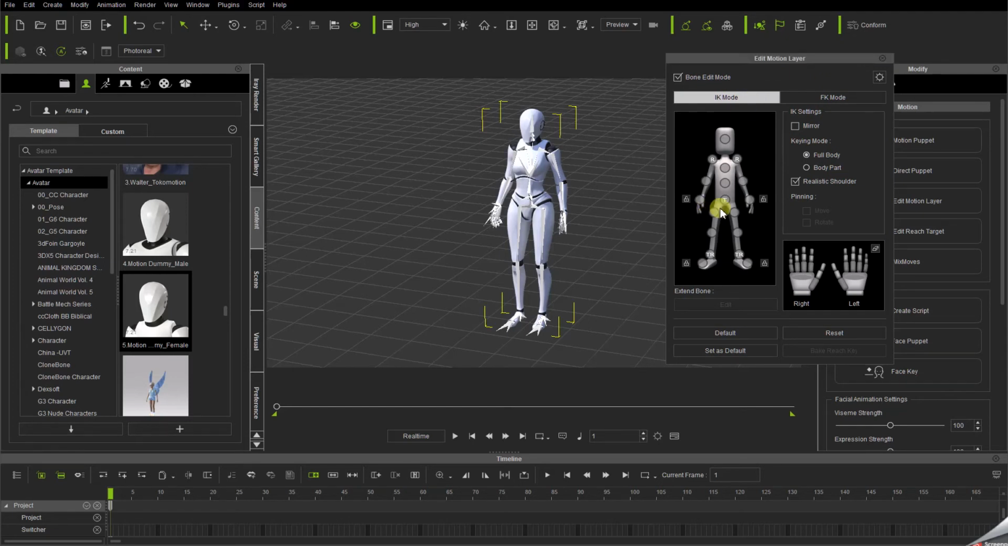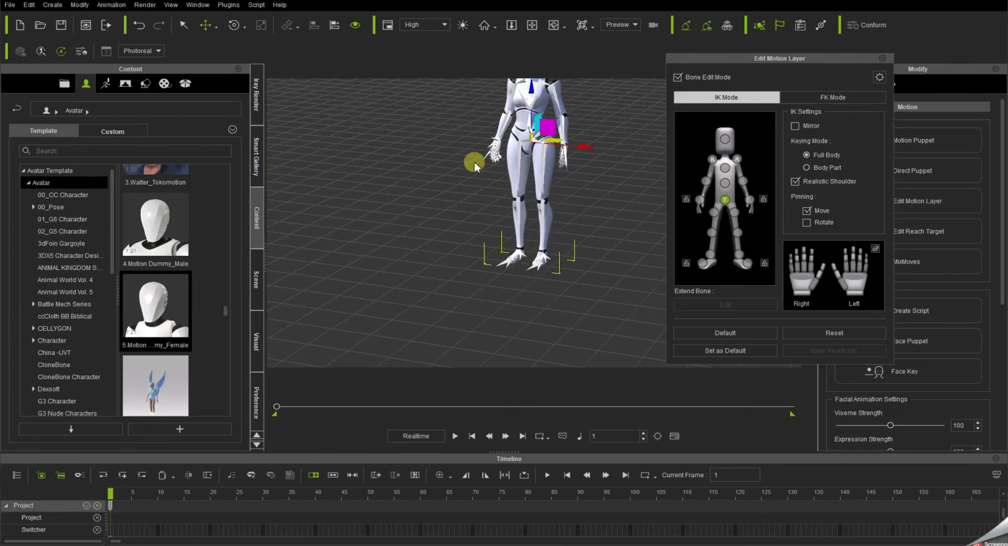pivot. And to do that, the hierarchy of the skeleton is such that if you move the pelvis with the locks all unlocked, it will move the entire character. So for instance, if I unlock all of these and I've selected the pelvis, now if I move up, it moves the whole character up.